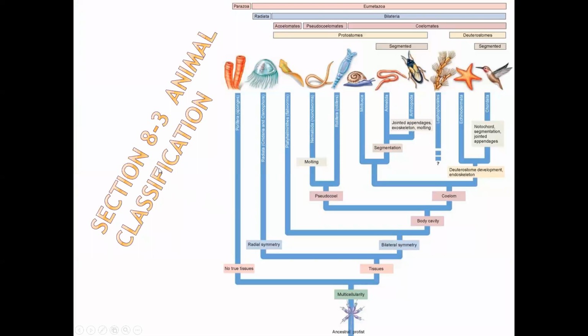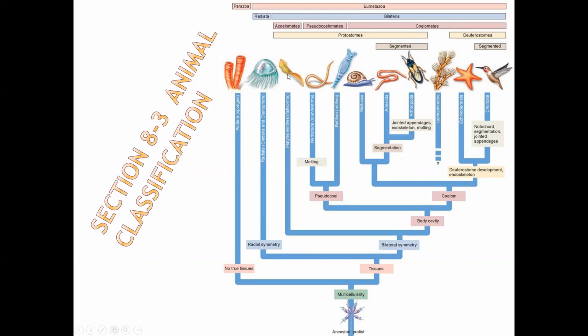Then we'll focus on animal classifications. Animals have increased in complexity over time, beginning with the cnidarians. This is a jellyfish, but sea anemones are also cnidarians. Then we have flatworms. And this classification system is based on whether animals had a coelom, or a cavity in which internal organs are housed.